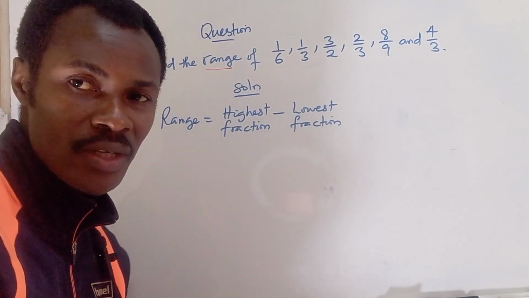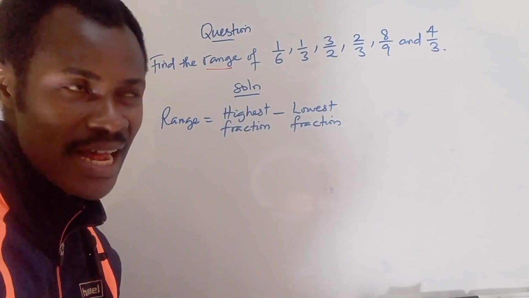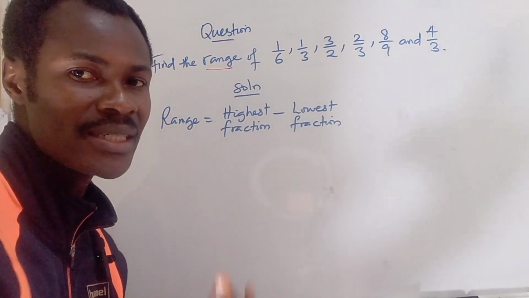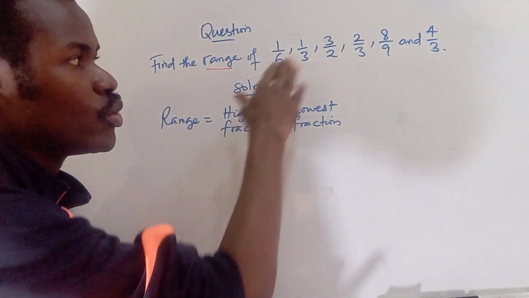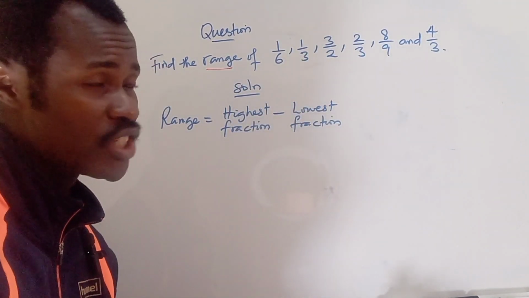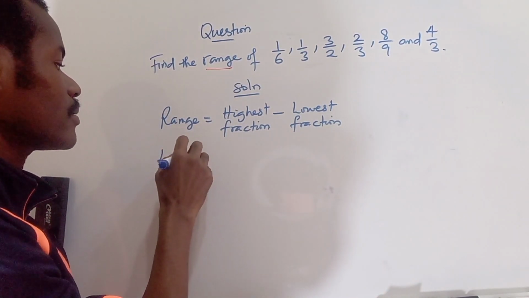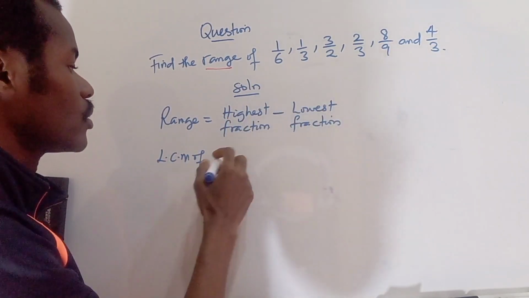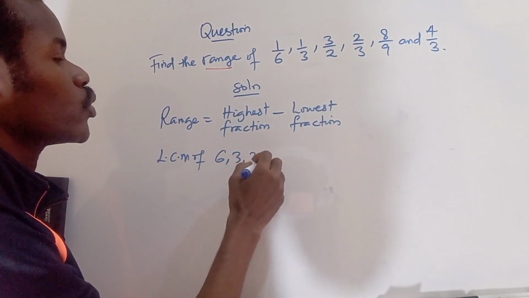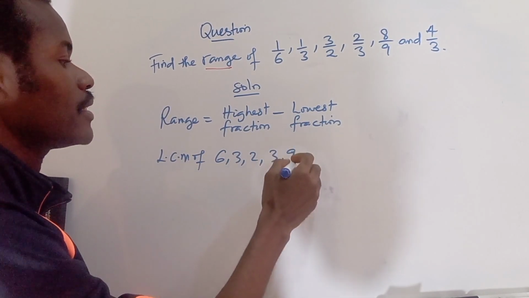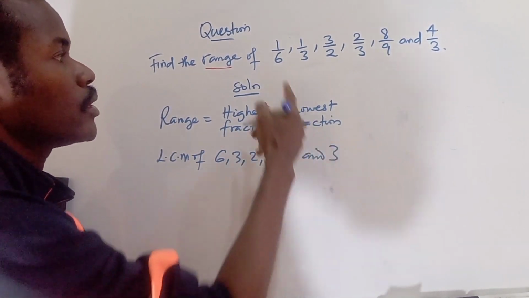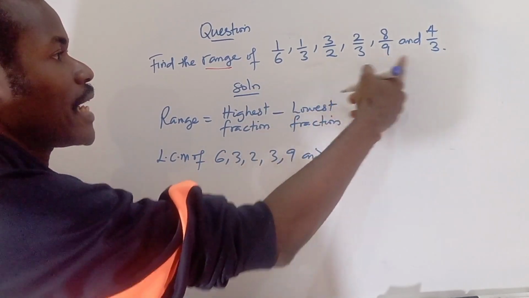So we want to use our knowledge of arranging fractions in ascending or descending order to know which is the highest fraction and which is the lowest fraction. Now, how do we do that? First of all, we want to know the LCM of the denominators, which are 6, 3, 2, 3, 9, and 3.